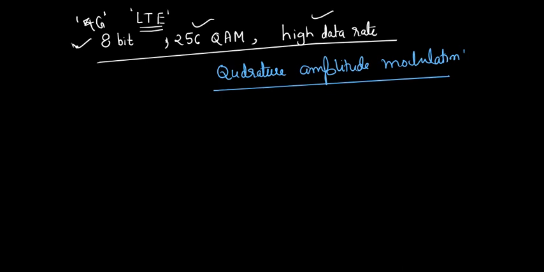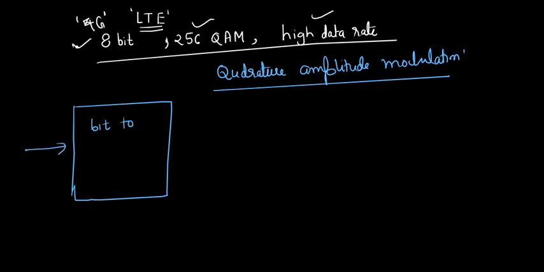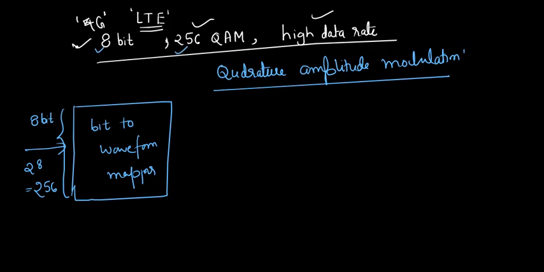Eight bit. What do you mean by 8-bit? It means your bit to constellation mapper or bit to waveform mapper takes 8 bits at a time. How many possible combinations? 2 to the power 8, which is equal to 256. So now you can relate where this came from, how you have got this.